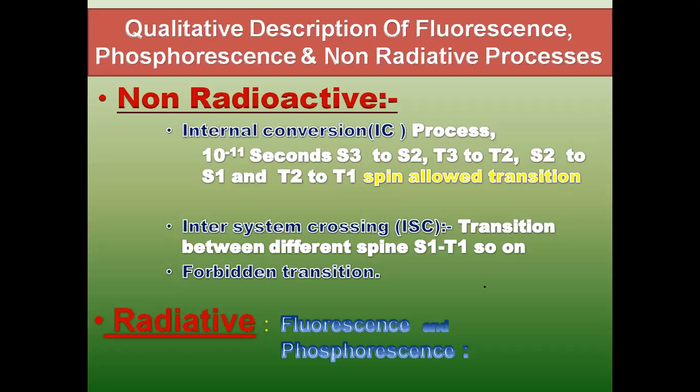Okay, one type is where no radiation comes out. There is no emission of light. Non-radioactive emission is there. And second one is here, the radiative type of transition. Okay, so two classes there: non-radioactive and radioactive. Non-radioactive and radioactive. Okay.